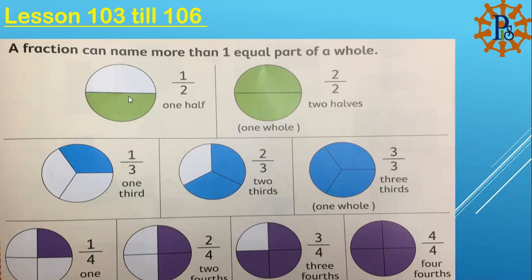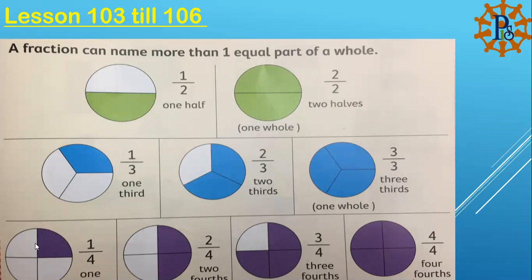So again, from the beginning, if we have this shape, it means half or one half. We read the first number first, one half. If we have the circle and we color the two parts, it means two halves. In this example, here we have one third, but if we color two parts, it means two thirds. If we color the three parts, it means three thirds.